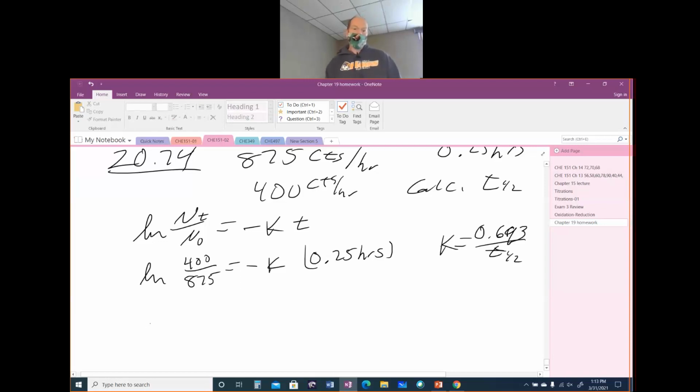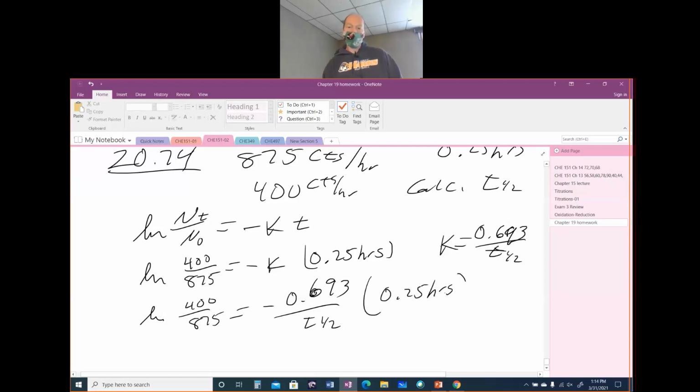It doesn't matter. So your ln of 400 over 875 is equal to negative 0.693 divided by your T1/2, and that is times 0.25 hours. Whatever units you have here, that's the units you will get there. Does it ask what is the half-life in hours? Okay, good. So when you push the buttons, you get a half-life.